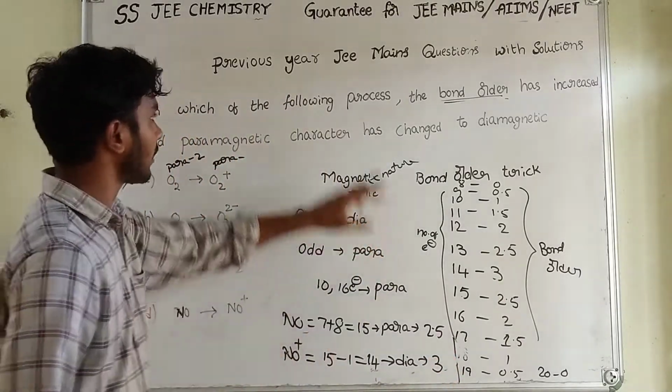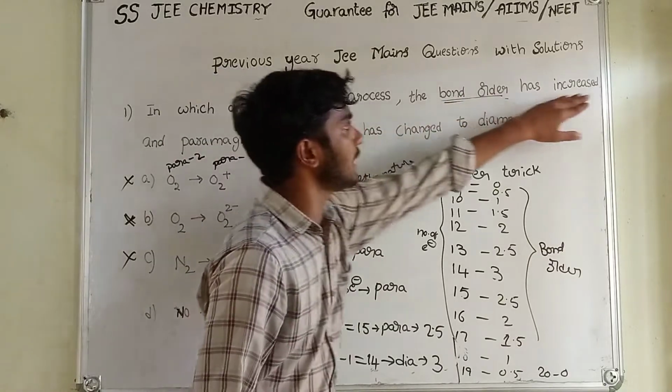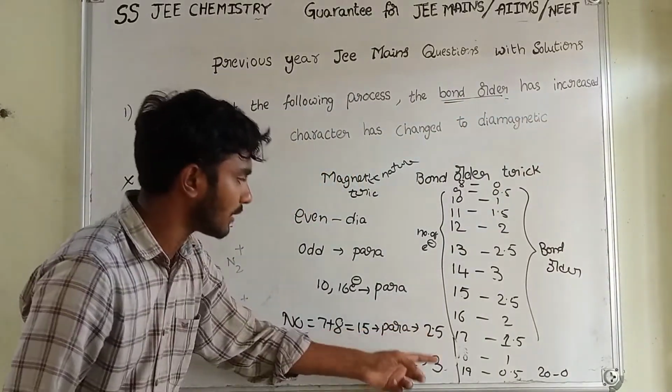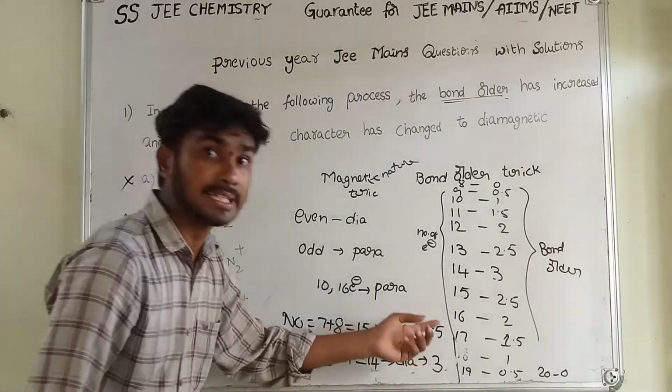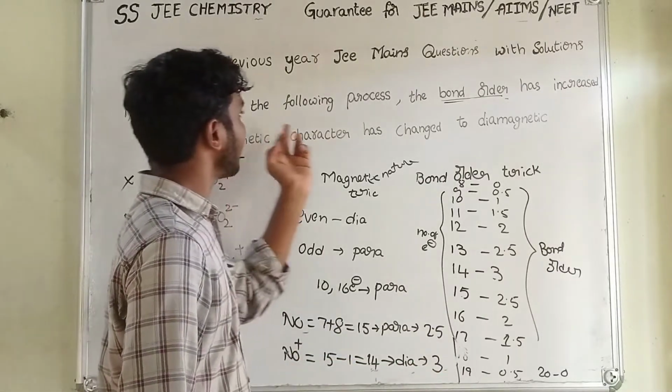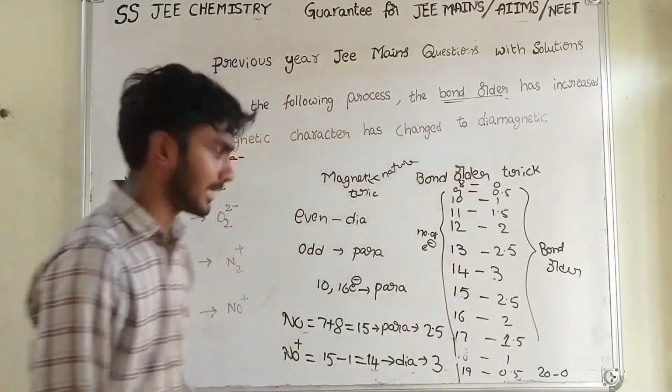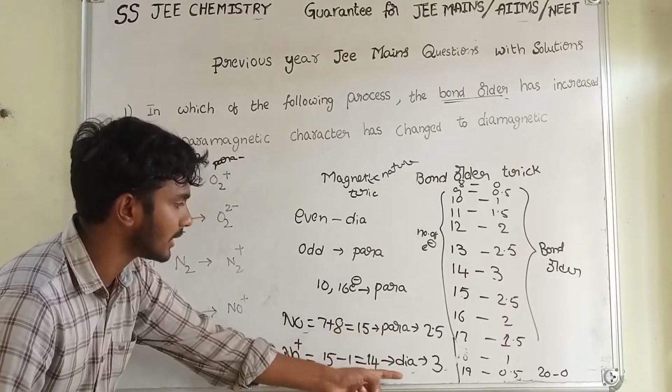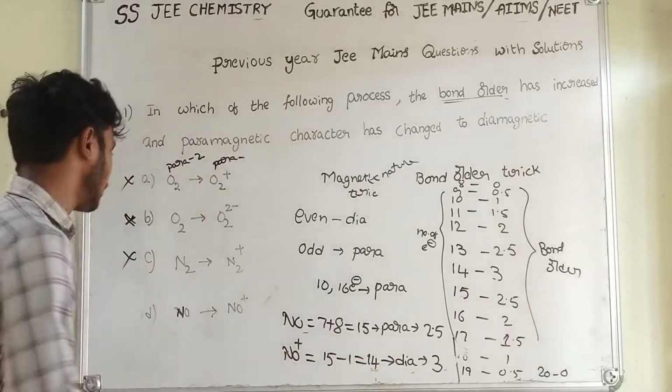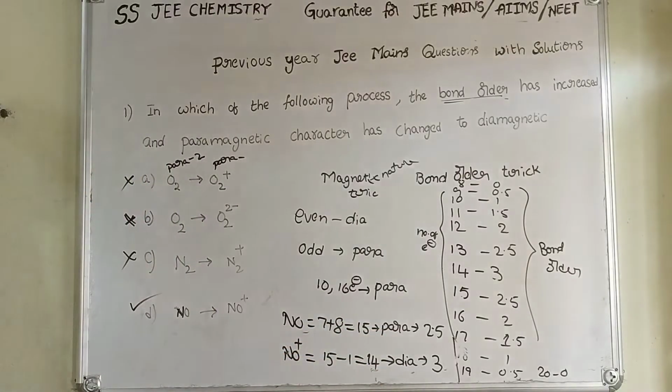So here you can observe what the question is: bond order should increase. Here you can observe 2.5 to 3. So bond order is increasing, and paramagnetic character has changed to diamagnetic. You can observe here paramagnetic converting to diamagnetic. So this is the answer.